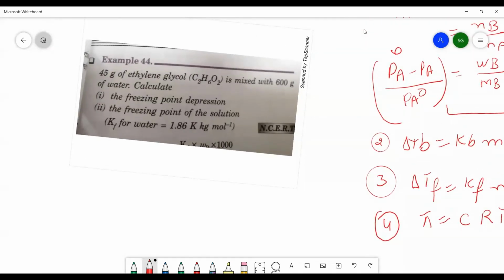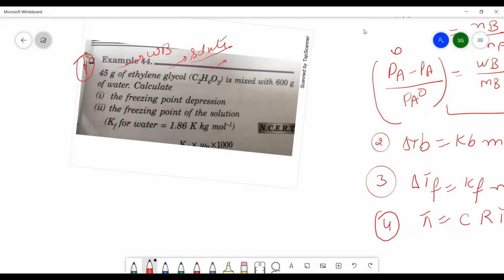Now see numerical one, that is 45 gram of ethylene glycol. As I have told you, you have to read the question and write down the data given first. Don't read the whole numerical at once. 45 gram of ethylene glycol. First of all, you have to write down what this is. It is WB, because ethylene glycol is the solute here. So WB is 45 gram, and you have to calculate the molar mass of ethylene glycol.